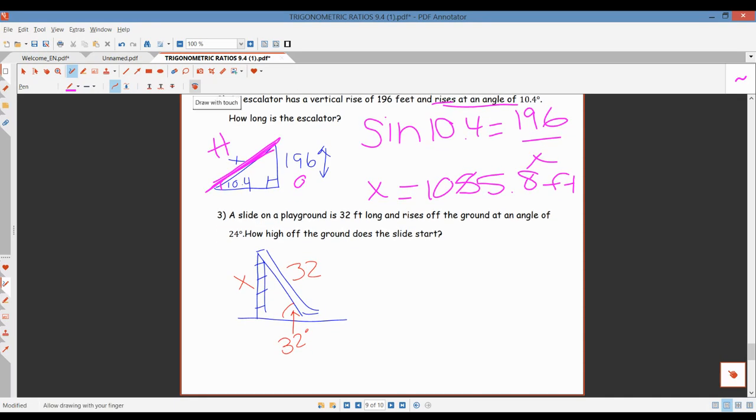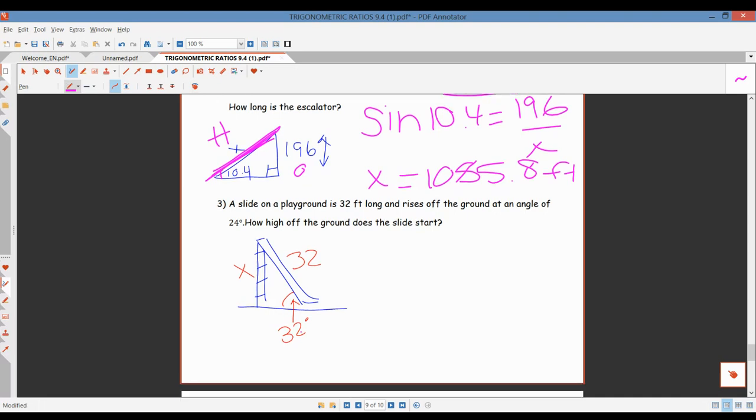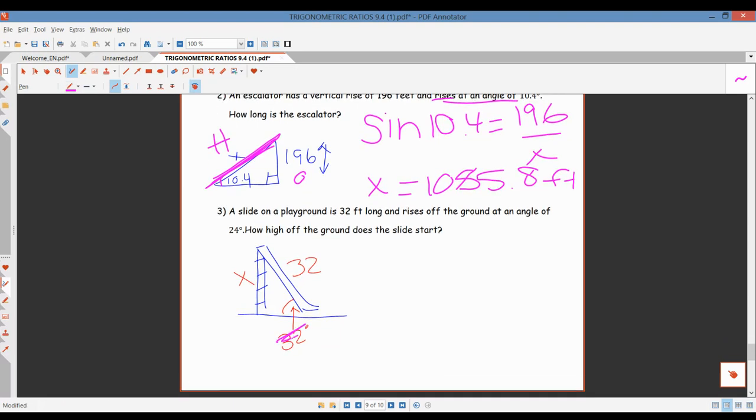All right, so here's my picture based on my story. The playground slide is 30 foot long and rises off the ground at an angle of 24 degrees. Just a little typo right here. This should be 24 degrees.